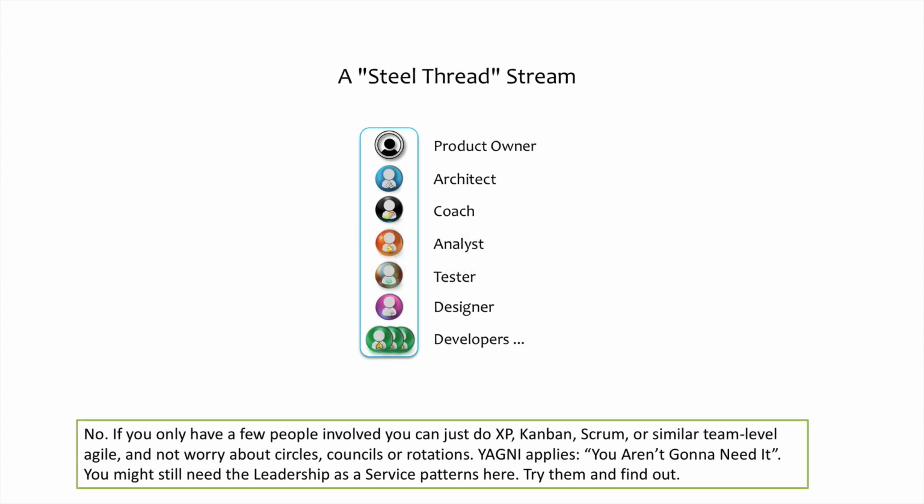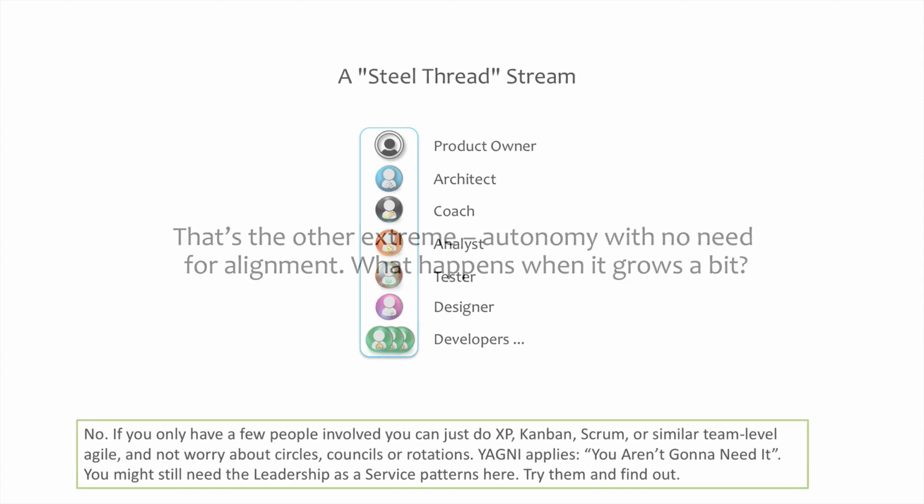If you only have a few people involved, you can just do XP, Kanban, Scrum, or similar team-level Agile and not worry about circles, councils, rotations. YAGNI applies. You aren't gonna need it. You might still need the leadership as a service patterns here.